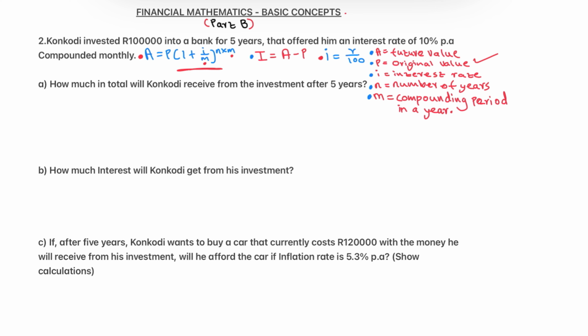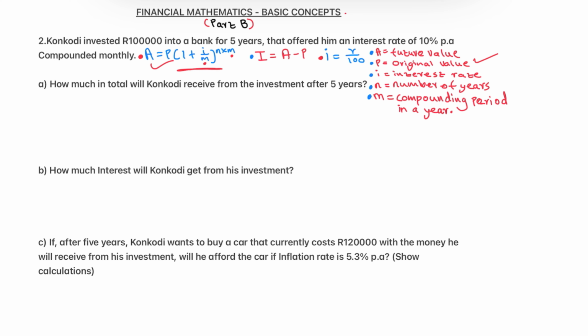Let's say Konkodi invested 100,000 Rand into a bank account for 5 years that offered him an interest rate of 10% per annum compounded monthly. Now, how much in total will Konkodi receive from the investment after 5 years? Total A, right? So which means we're going to use this formula.